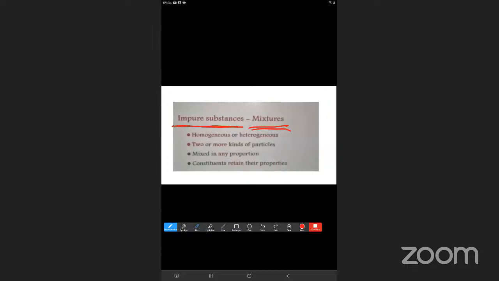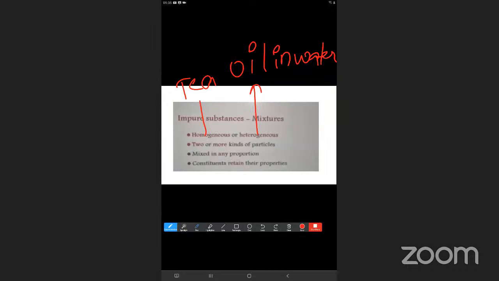So these are two types, homogeneous or heterogeneous. In these, two or more kinds of particles will be present. Take tea as the example for homogeneous and oil in water for heterogeneous. In tea we have more than one kind of particle, and in oil and water also. And they can be mixed in any proportion. The ratio is not fixed to prepare tea or to mix oil and water.